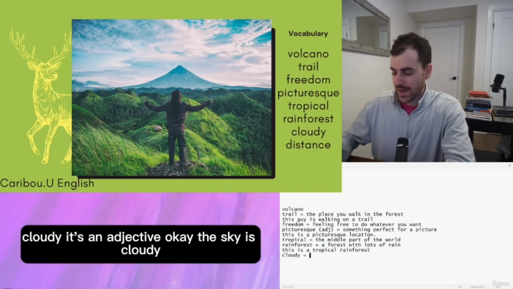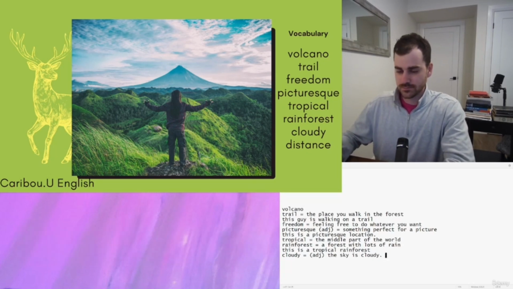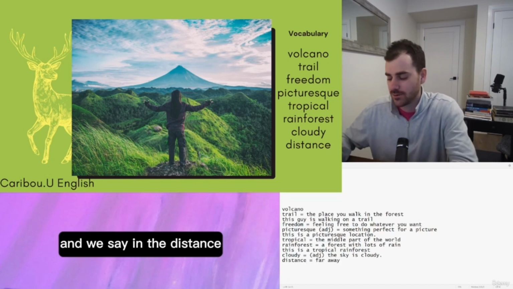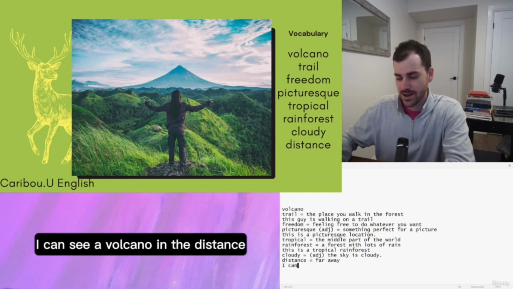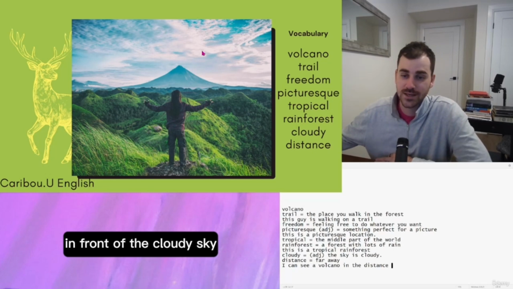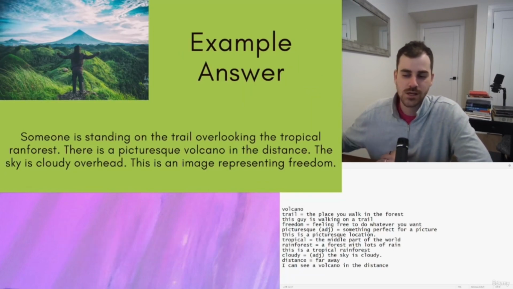Cloudy. It's an adjective, okay? The sky is cloudy. Distance. It means far away. And we say in the distance. I can see a volcano in the distance. I can see a volcano in the distance in front of the cloudy sky.